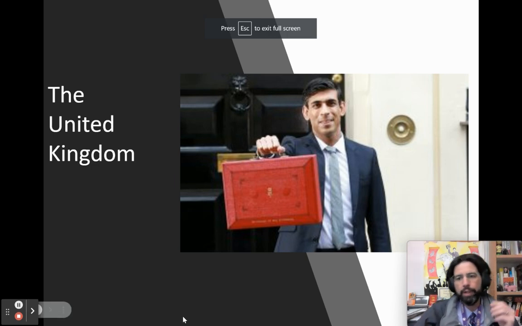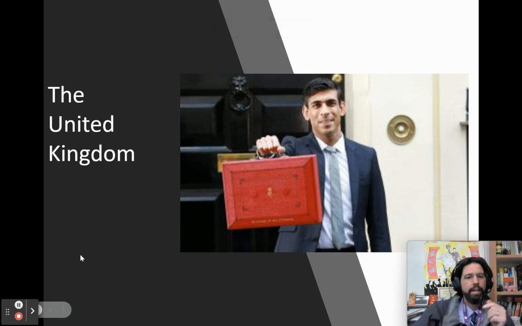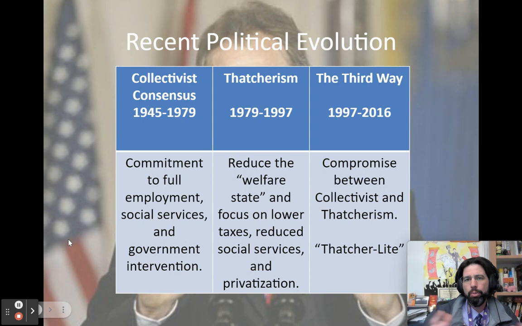Okay, ladies and gentlemen, let's finish up our look at the United Kingdom. A little political evolution. After World War II, basically the government gets together and says we need to provide womb to tomb coverage, a lot of social services, government intervention, full employment. This is kind of like the government becomes more nationalized, not like dictatorial, but the government is really getting involved in people's lives to try to make their lives better. Doesn't necessarily work like it expected.